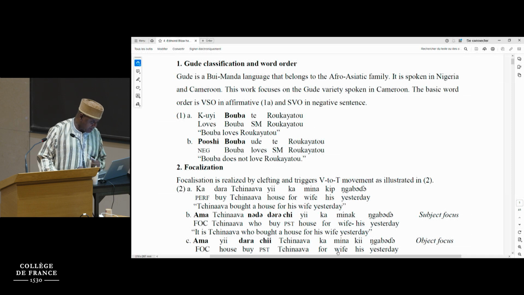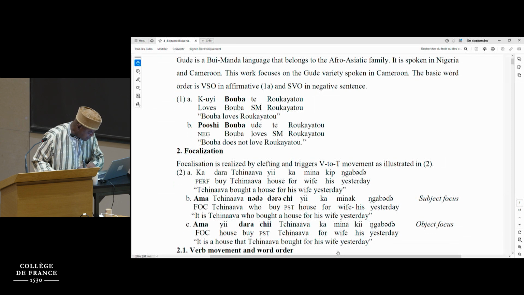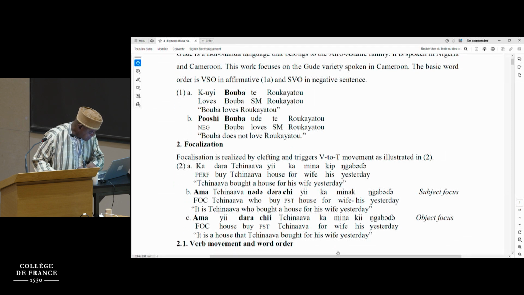Now I'm going to talk about focalization. I'm not going to go over all of the examples. In this language, when a constituent is focalized, it is preceded by a focus marker. Call it a focus marker for the time being, because that might change later on. And the focus marker invariably in this language is ama.